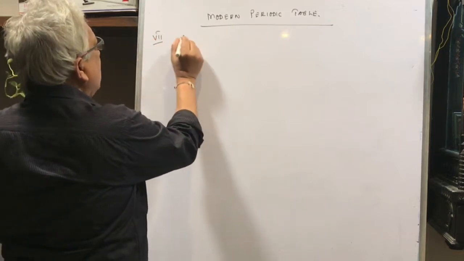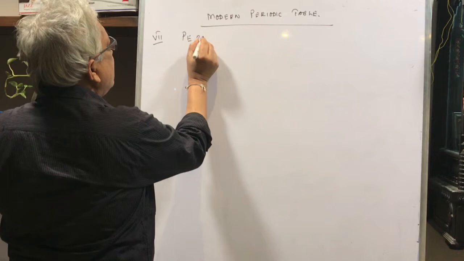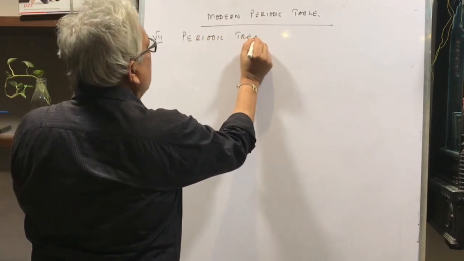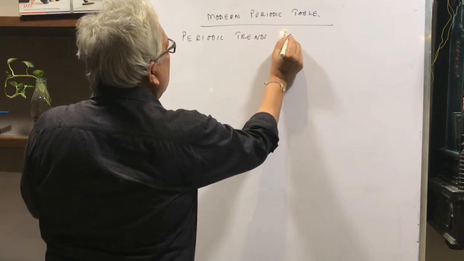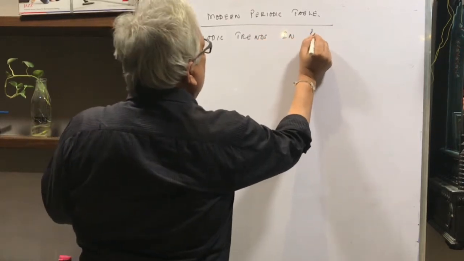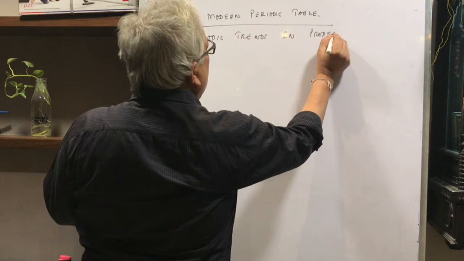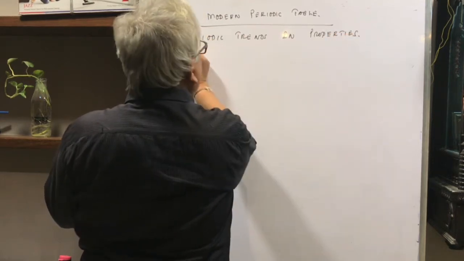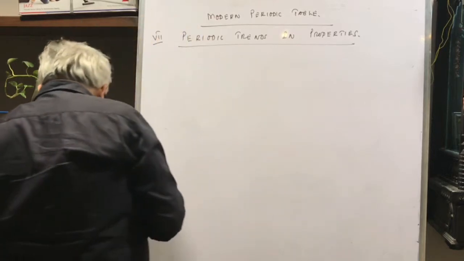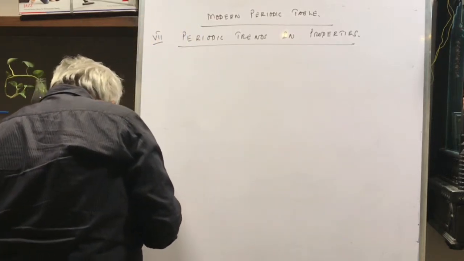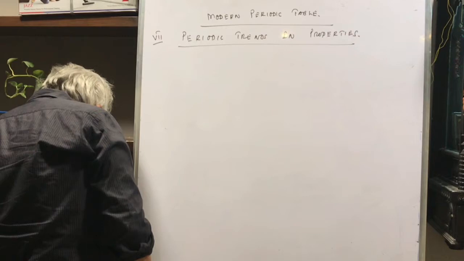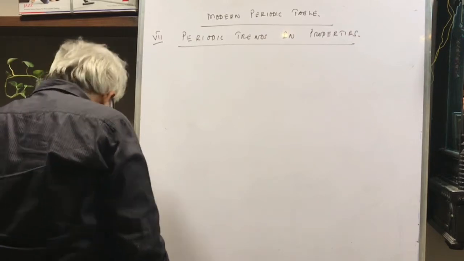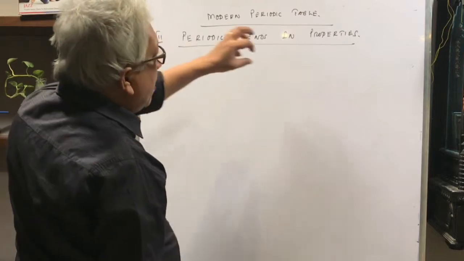Heading number 7, periodic trends in properties. Now, what we discuss over here, what we call as periodic properties, what we mean by periodic properties.